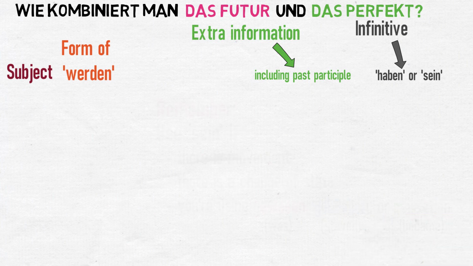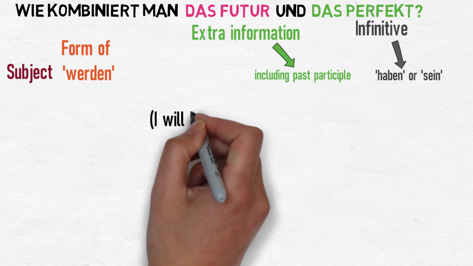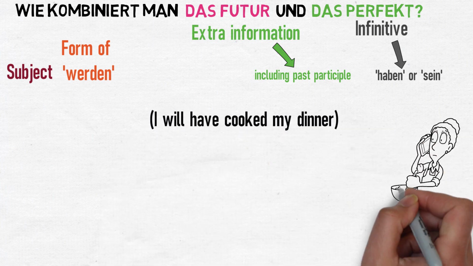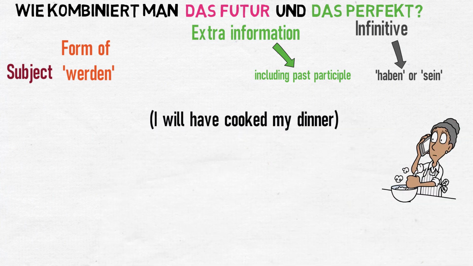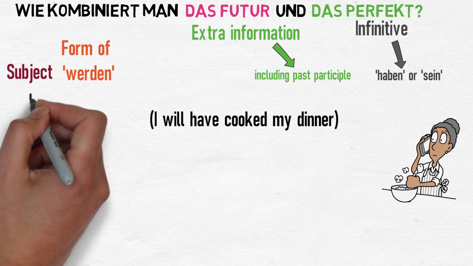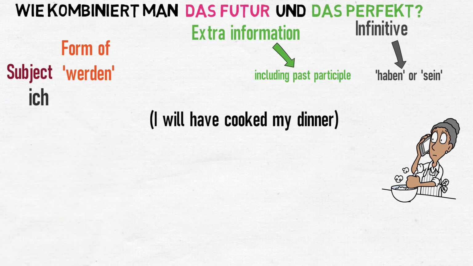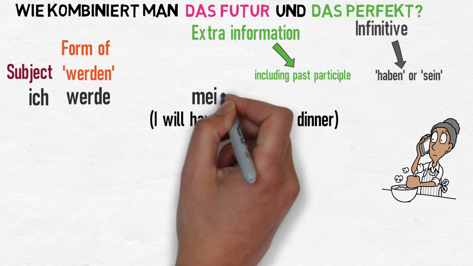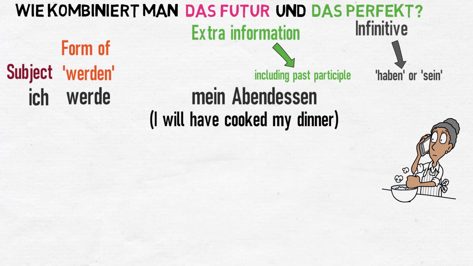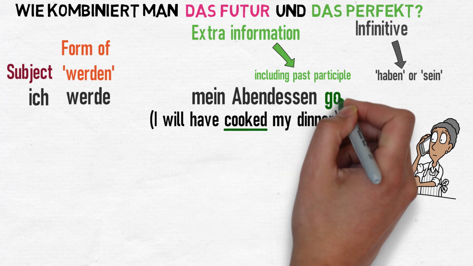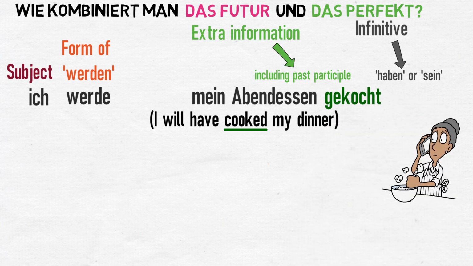So, let's look at an example. I will have cooked my dinner. To form the main bulk of the sentence, we need subject, ich, form of werden, werde, extra information, mein Abendessen, past participle, as part of the extra information. Here, the past tense in English is cooked, and its German translation is gekocht, and the infinitive of the relevant helping verb.